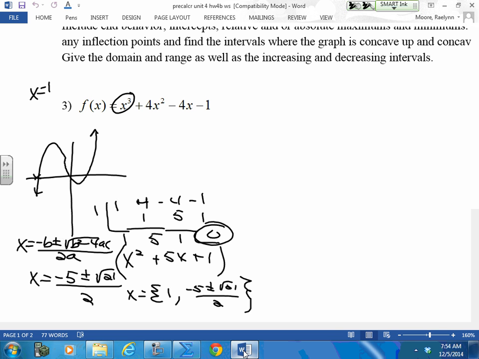Don't forget your y-intercept. Your y-intercept is the easier one. Your y-intercept says plug in the x of zero.